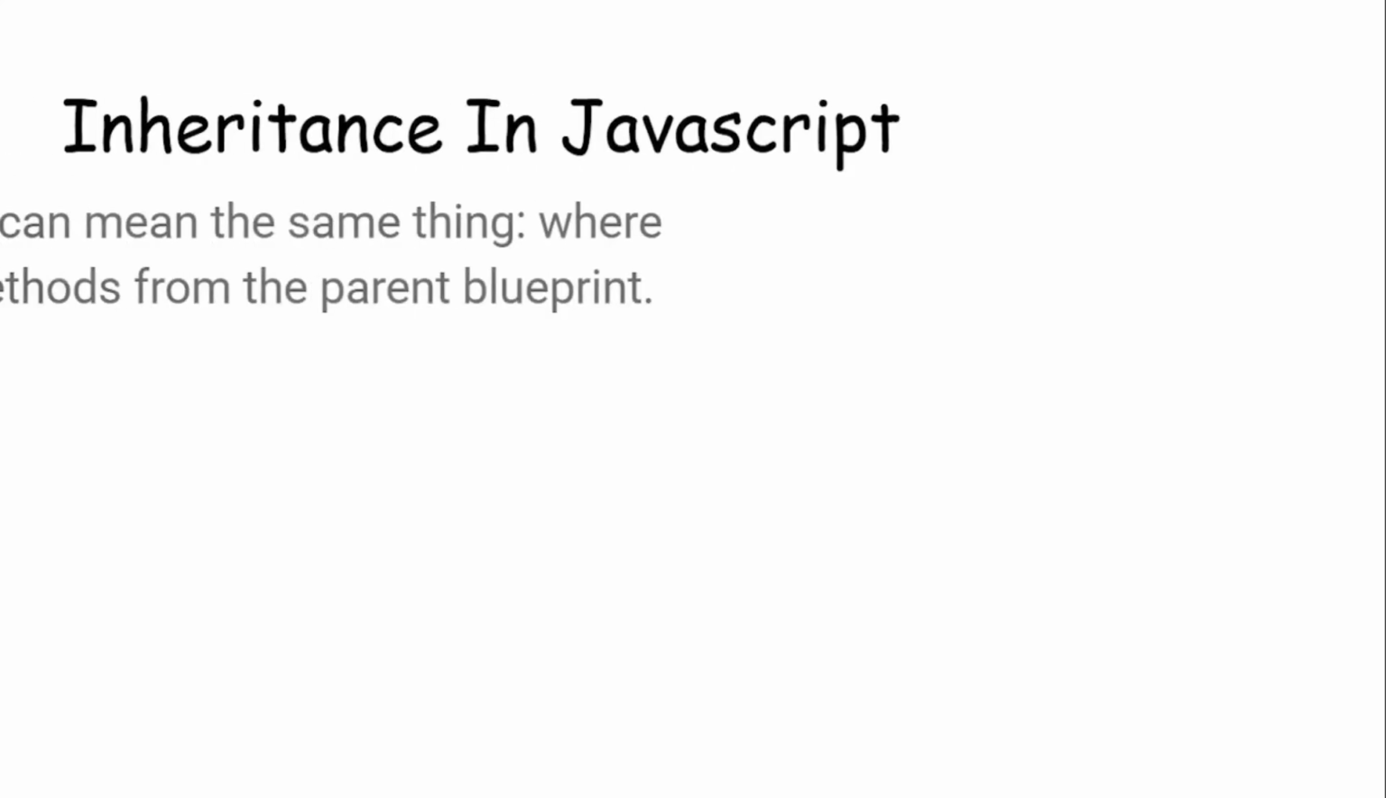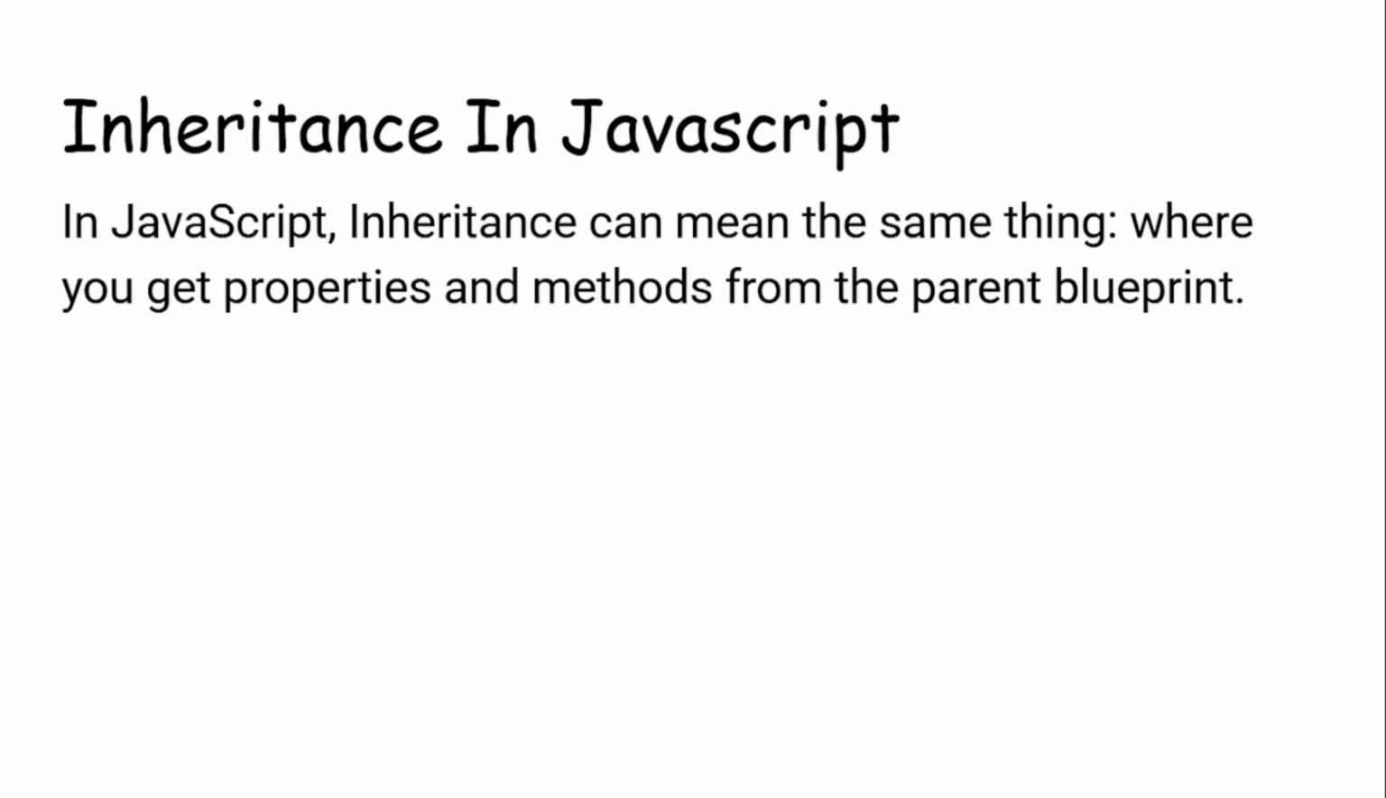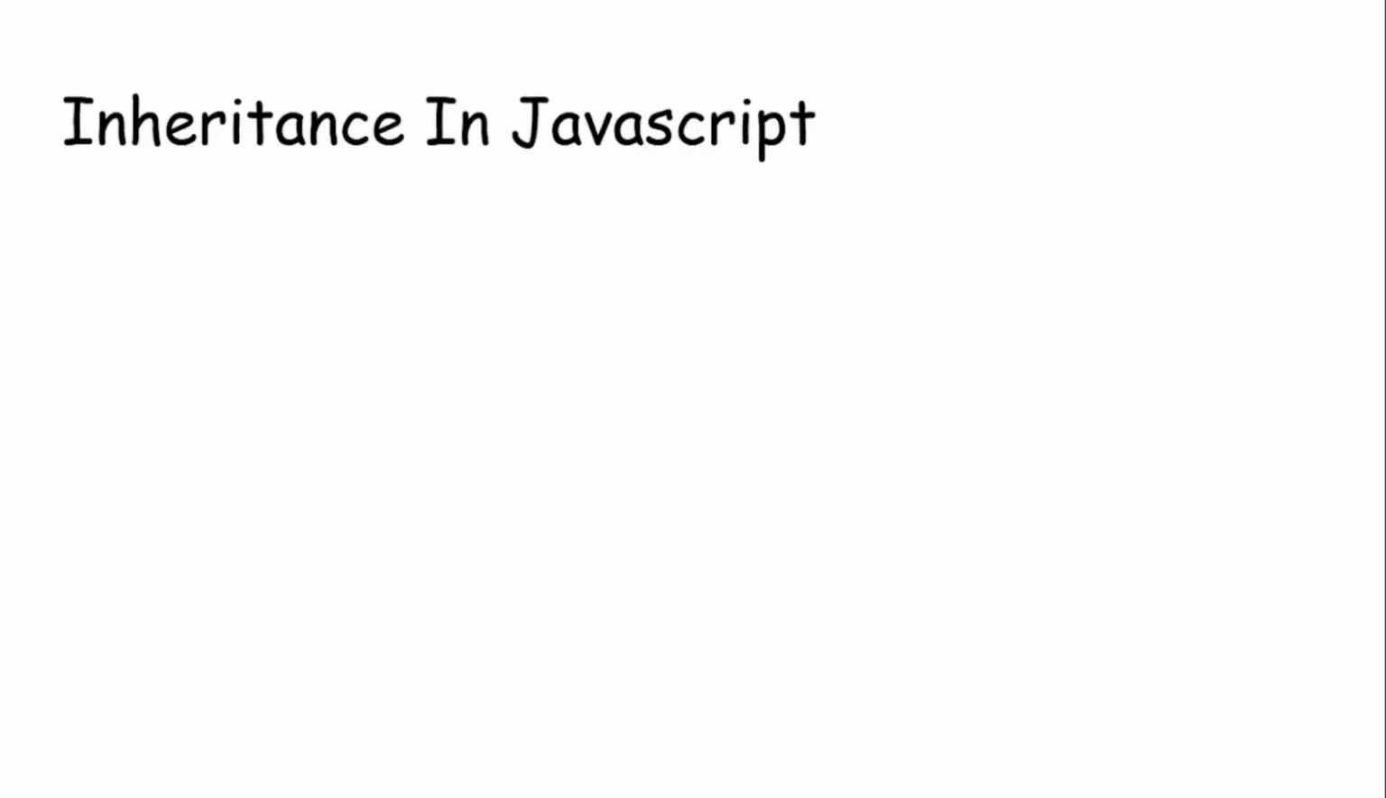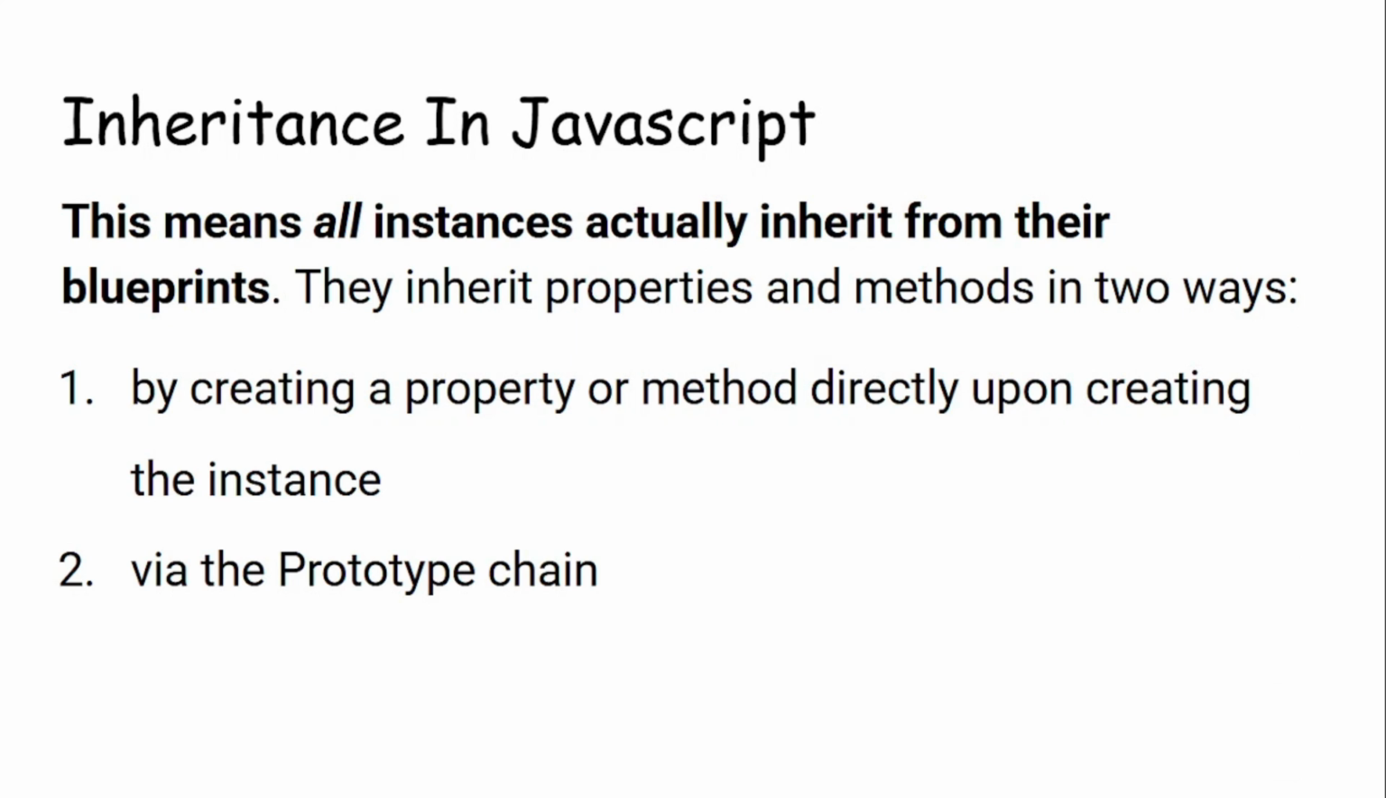So inheritance in JavaScript is basically the same thing, where you get properties and methods from the parent blueprint. This means all instances actually inherit from their blueprints. They inherit properties and methods in two ways. Number one, by creating a property or method directly upon creating the instance, and number two, via the prototype chain.